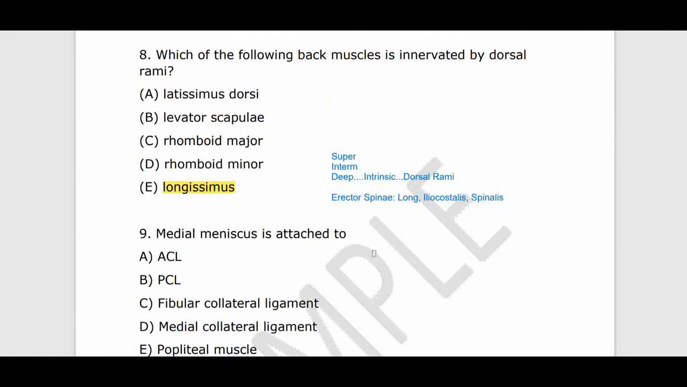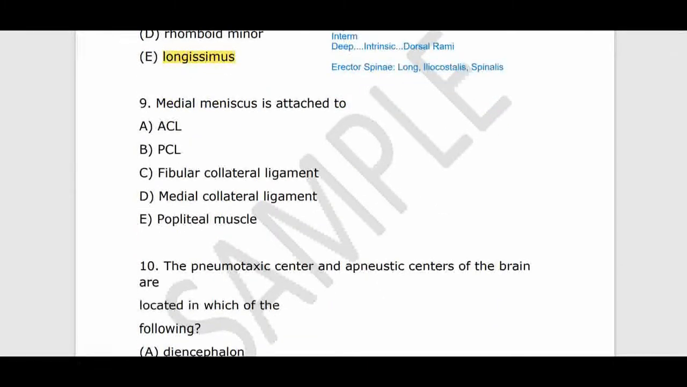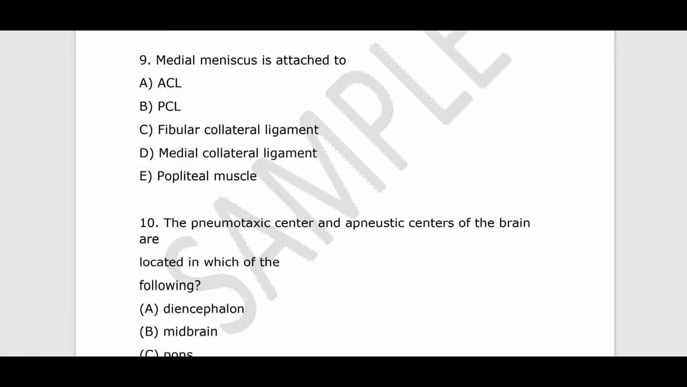If you know your brachial plexus very well, you can actually tell the innervation of the rest of the muscles listed. Number 9, the medial meniscus is attached to: the anterior cruciate ligament is false, posterior cruciate ligament is also false, fibular collateral ligament, that's the lateral collateral ligament, is false, medial collateral ligament is correct, popliteus is also laterally located.